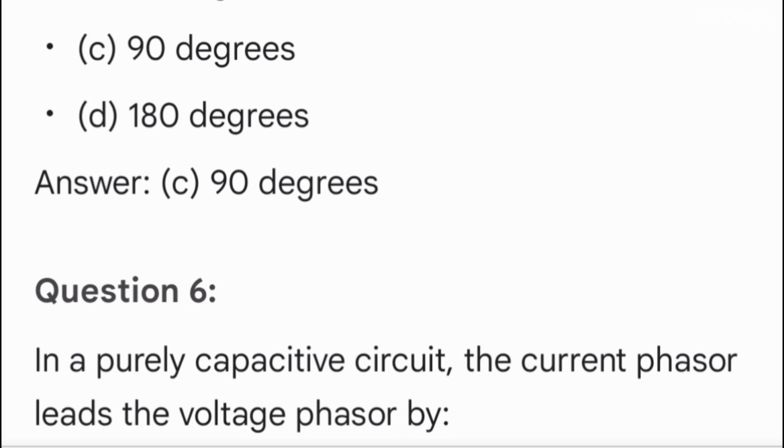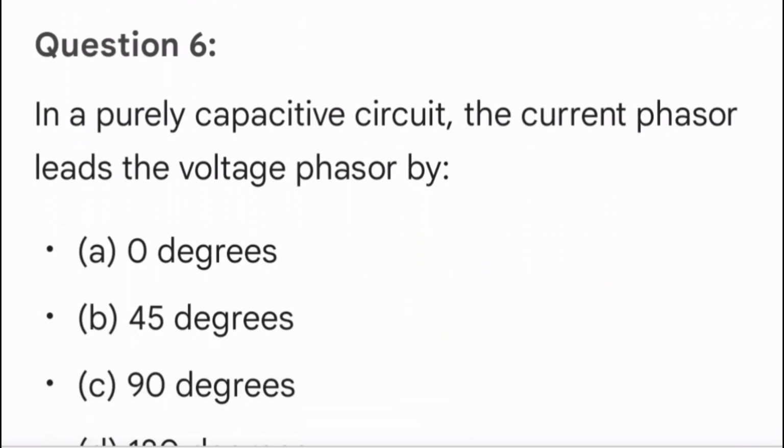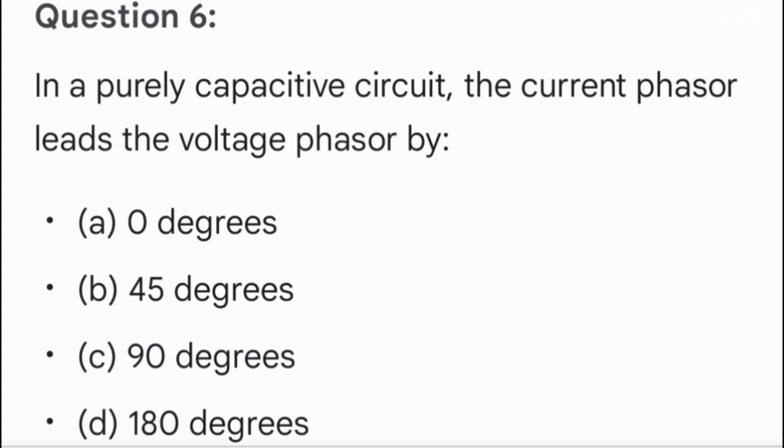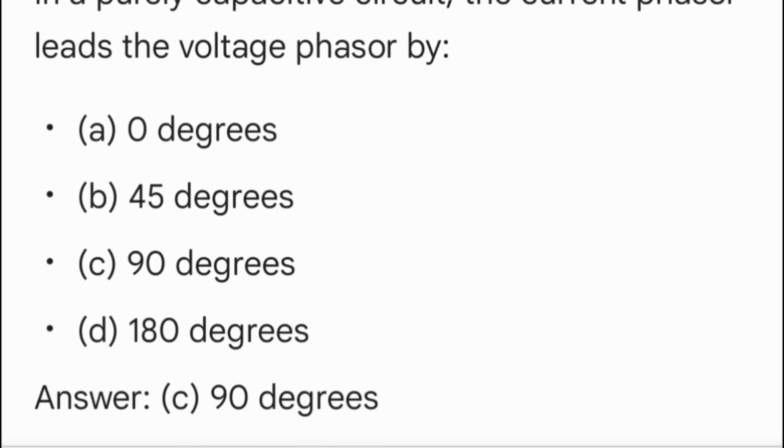Question 6. In a purely capacitive circuit, the current phasor leads the voltage phasor by A. 0 degrees, B. 45 degrees, C. 90 degrees, D. 180 degrees. Answer. C. 90 degrees.